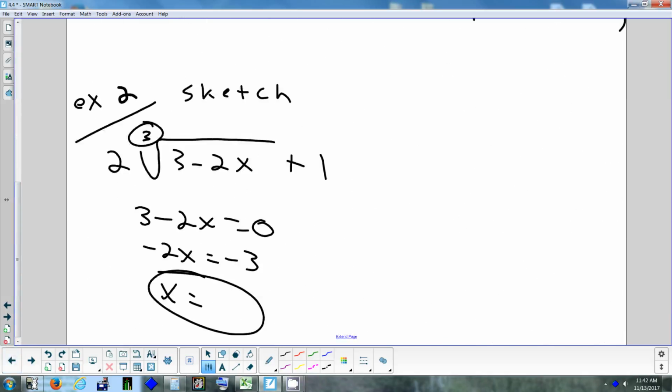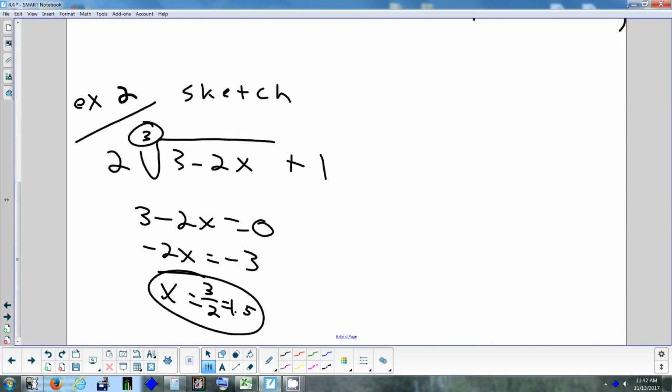What do I get for x when I solve that? 3 over 2. Yep, 3 over 2, or you could also put it as a decimal, 1.5. The only reason I suggest the decimal is because we're graphing, and that might be easier. Okay, so that's my x value.